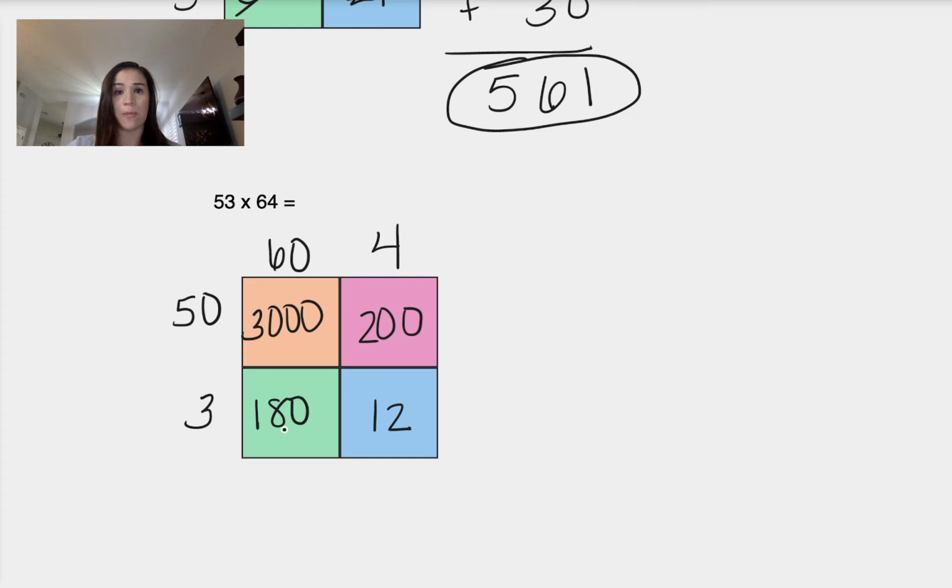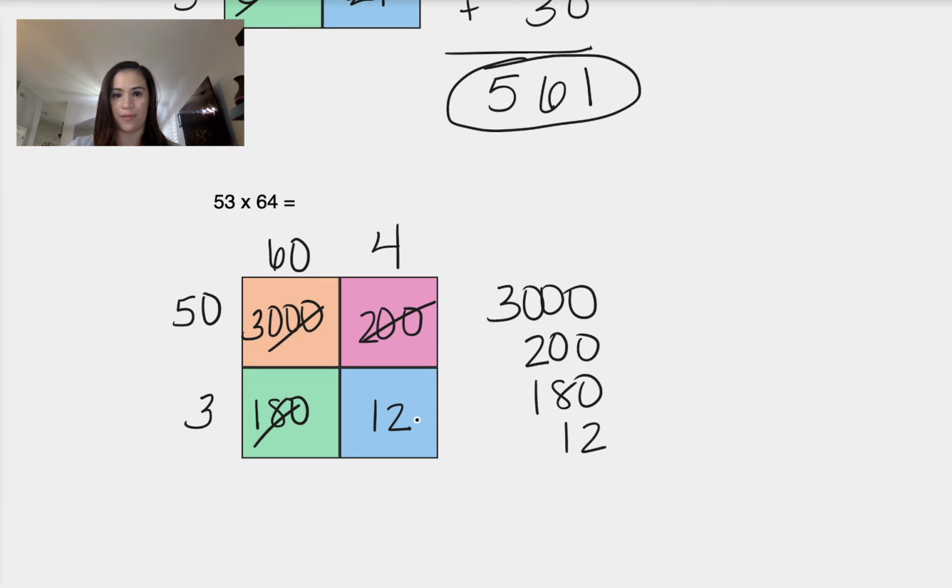So then the next step that we have to do is add everything in our boxes. So we have 3,000. And then we also have our 200. And then we have our 180. And we have our 12. So we are going to simply add all of these straight down.